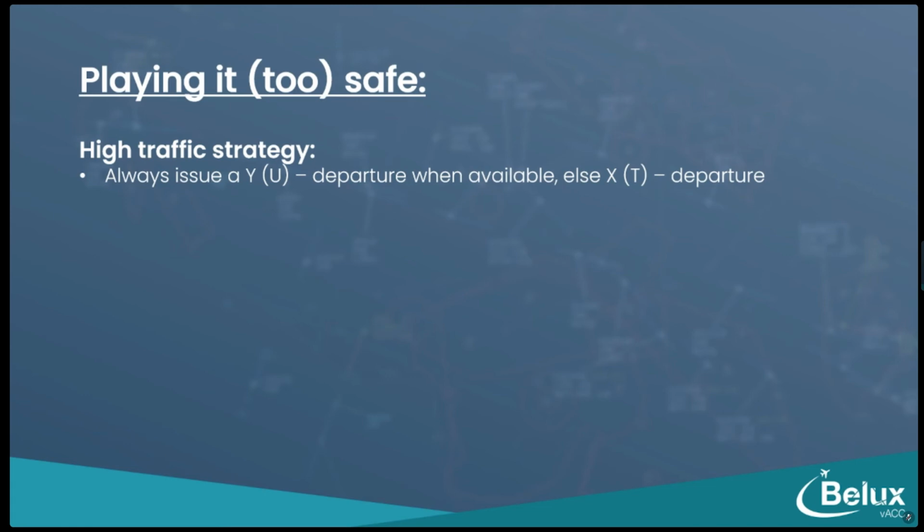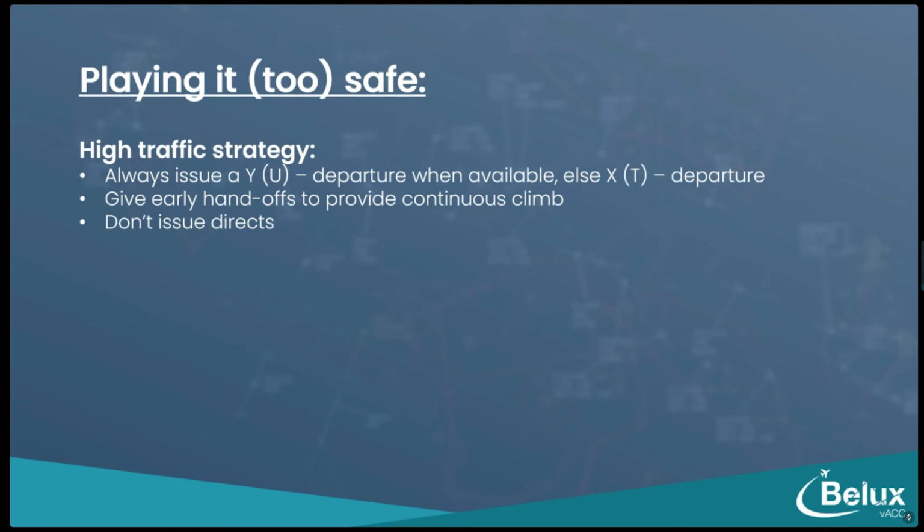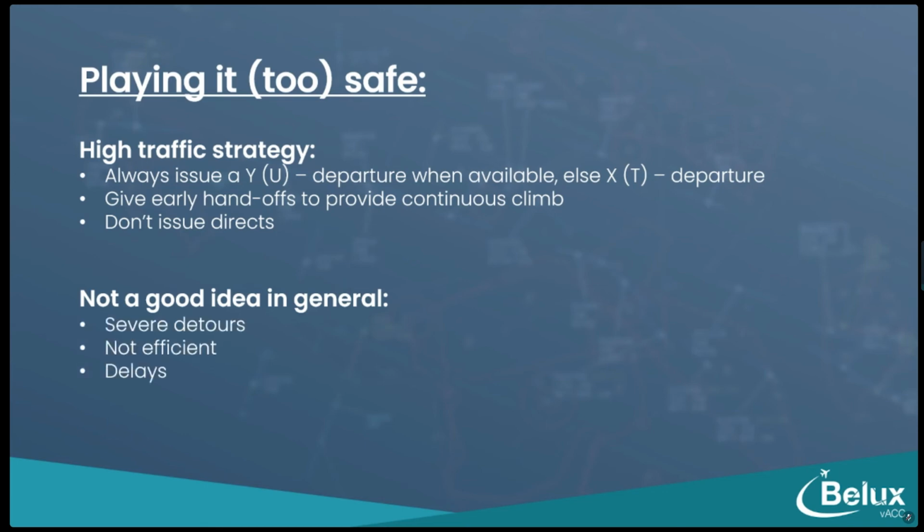So this could be one of your strategies, and then give very early handoffs to provide a continuous climb. And you just don't issue directs, because every direct you issue will reduce the length of the route, so less time to climb. Now, in general, that's not a good strategy. Yes, it will be very, very safe, theoretically. Yes, they will be high enough, but it's not efficient at all, because you have big detours. Not efficient, delays, the list probably goes on.